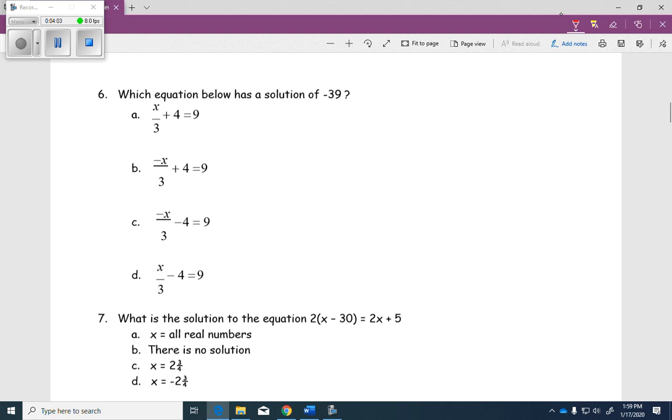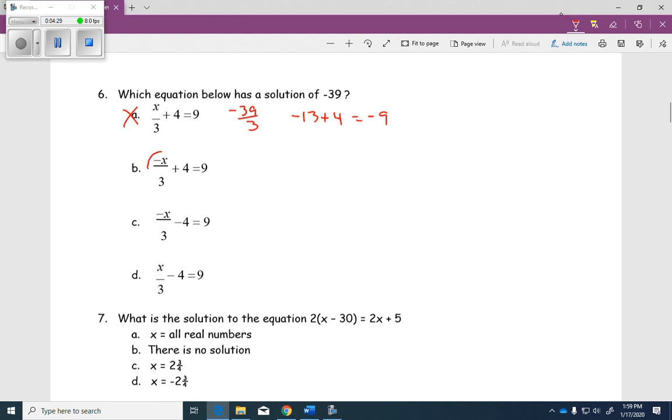6 is the same thing. We can substitute the -39 in place each time, or you can go and solve each equation. I'm going to substitute the -39 in. So this would be -39/3, which is -13. And -13 plus 4 gives me a -9, not a +9. So it's not choice A.